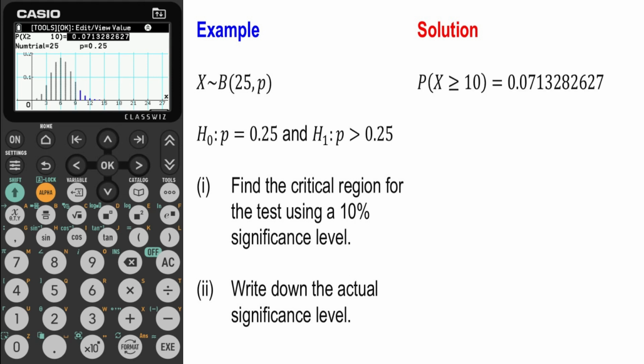So, the probability that x is greater than or equal to 10 is 0.071, etc. So, for the critical region, that is x is greater than or equal to 10. And for the actual significance level, that is 0.0713, etc.